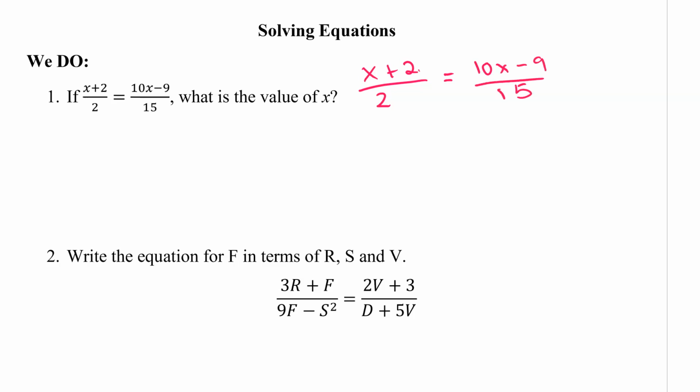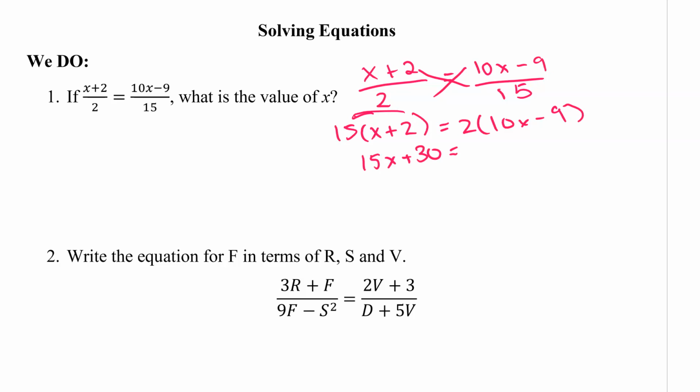And this one's a proportion, so we cross multiply. So we have 15 times both of those terms, x plus 2, equals 2 times both of those terms, 10x minus 9. We distribute, get 15x plus 30 equals 20x minus 18. Isolate the x's, so I can subtract 20x from both sides.